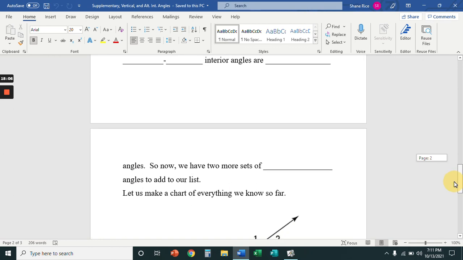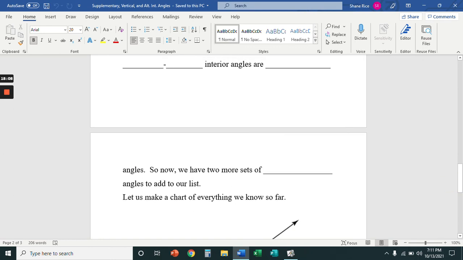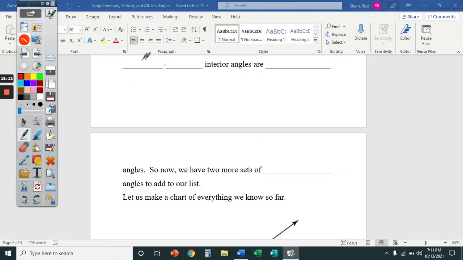So we stopped here. It says same. So the words here, let's go ahead and fill this in. Remember, we said same side interior angles are supplementary angles. And so now we have 2 more sets of supplementary angles to add to our list, which we just did.